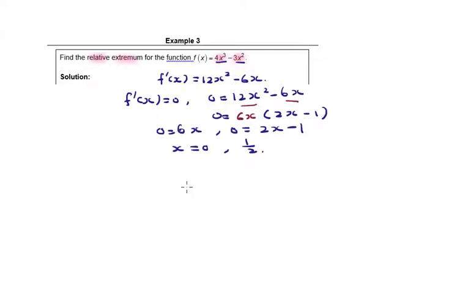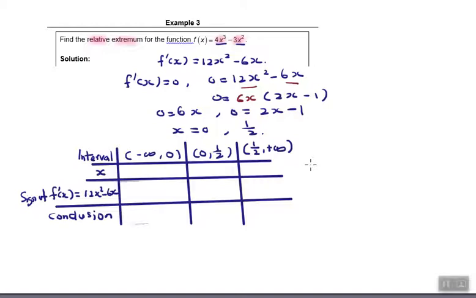Now let's form a table. The table consists of a first row, interval. How do we form this interval? We can refer to the number line. The critical values happen when x is 0 and 1 over 2. So from there we can form three intervals: negative infinity to 0, 0 to half, and half to infinity. That's how we get these intervals.